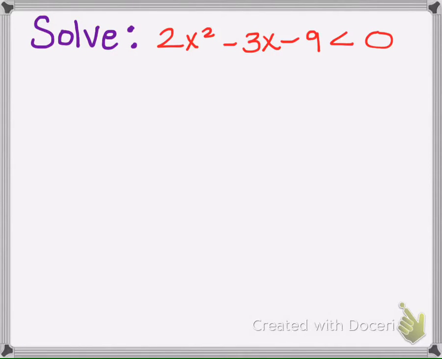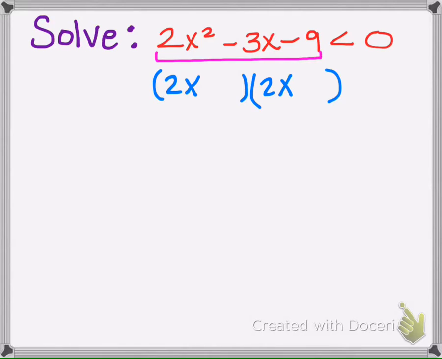We are asked to solve the inequality 2x squared minus 3x minus 9 is less than 0. So we need to figure out what numbers we can plug in for x to make the left side less than 0. First thing is you're going to solve this as if it was an equation. You can use the quadratic formula, or you could try to factor. So I'm going to try to factor.